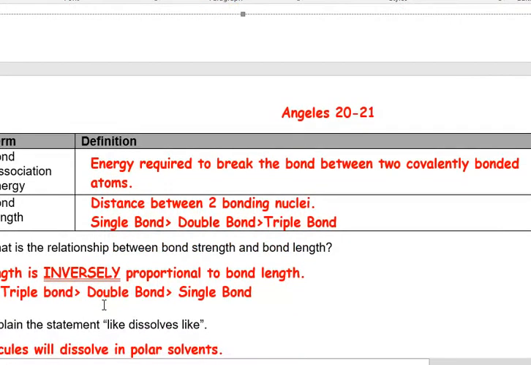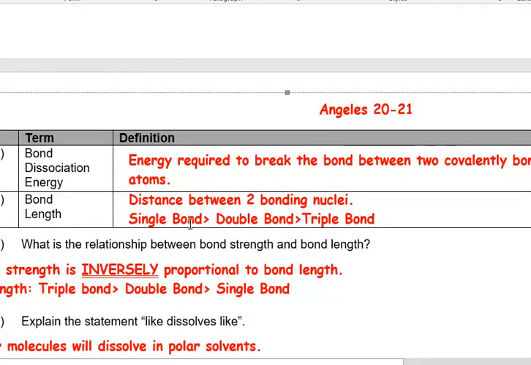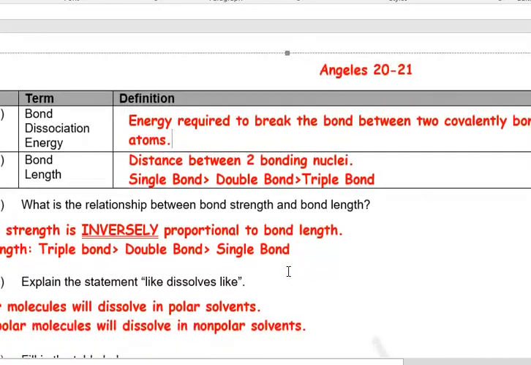Bond dissociation energy is the energy required to break a bond between 2 covalently bonded atoms. Bond length, distance between 2 bonding nuclei. Remember, the single bond, right, is going to be the longest, then double, then triple. When it comes to bond dissociation energy, the triple is the strongest, then the double, and then the single. So bond strength is inversely proportional to bond length. Strength, triple bond, is greater than double, single.